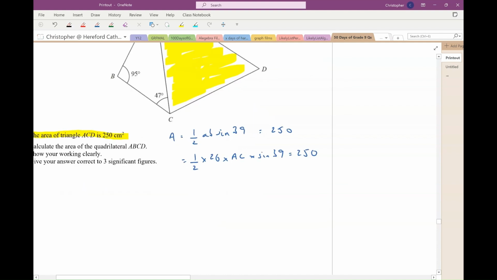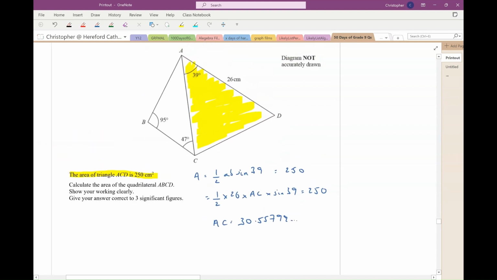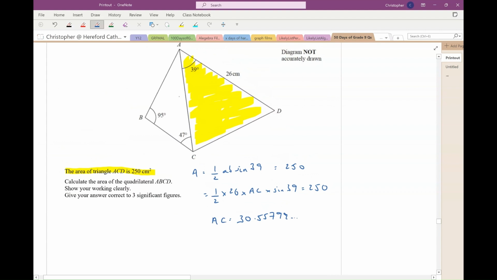Right, so all I've got to do is rearrange that to find AC. So AC is going to be, let's have a look, 250 times 2, then divide by the 26, and then divide by sine 39. And that tells you that AC is 30.55799. Okay, so now I know AC, 30.6, but we'll use the whole equation if we need to later.